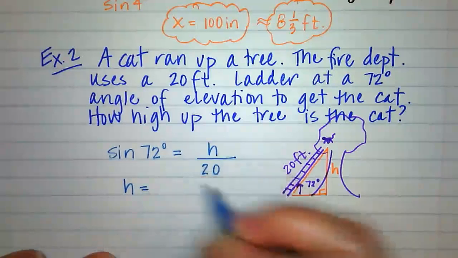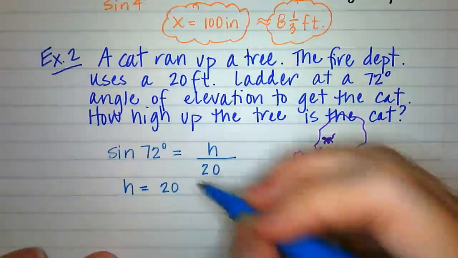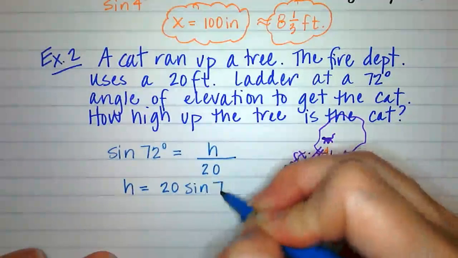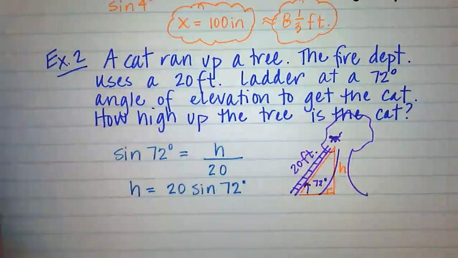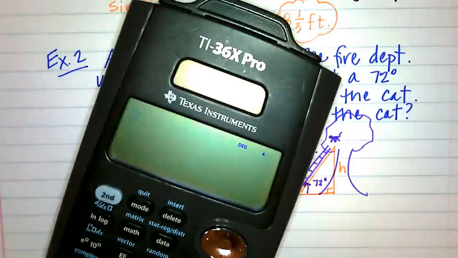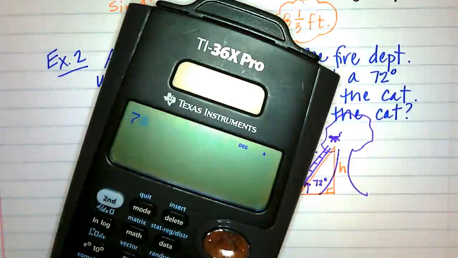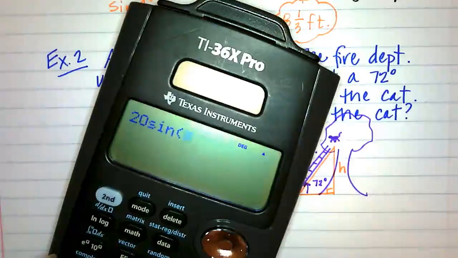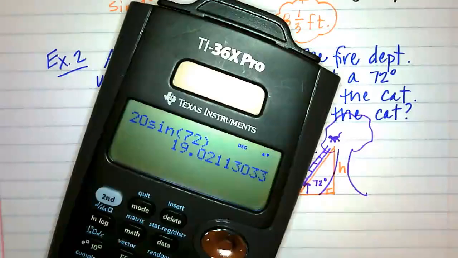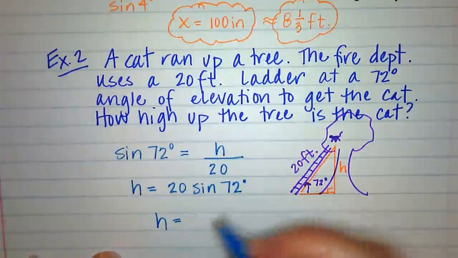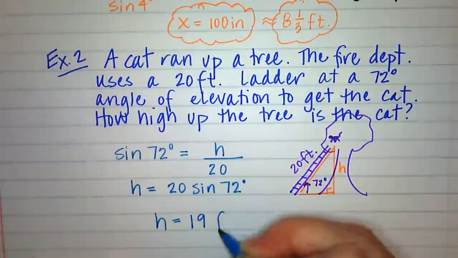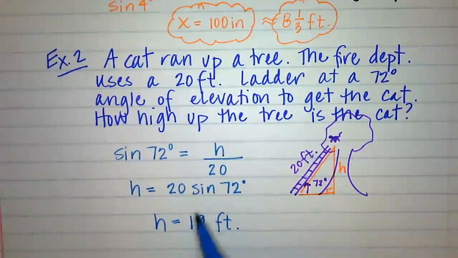So to solve this one, we just need to multiply sine of 72 by 20. So if we do 20 sine 72, we get just a little over 19. So the cat is 19 feet in the air.